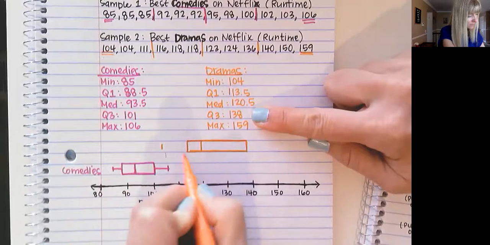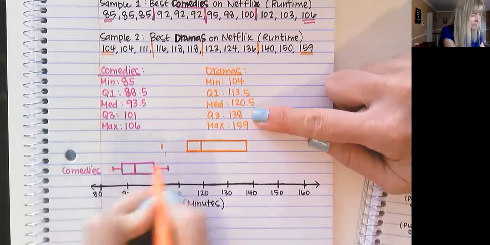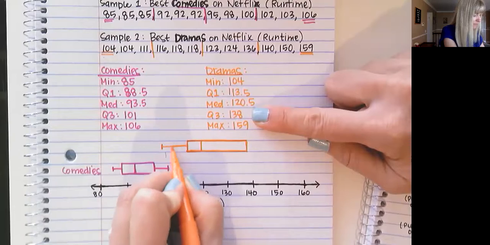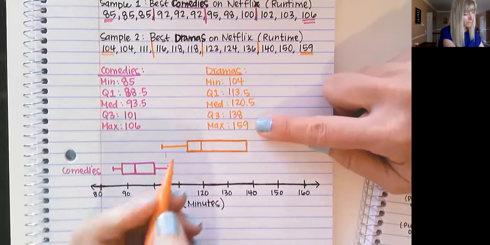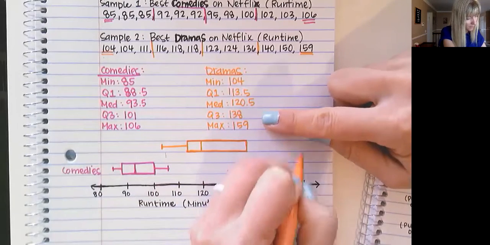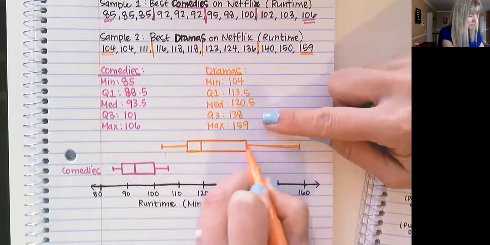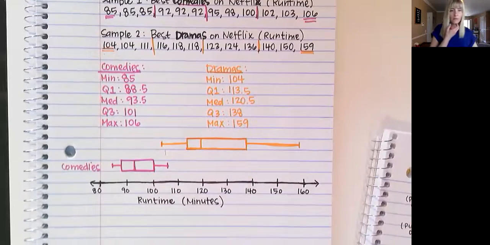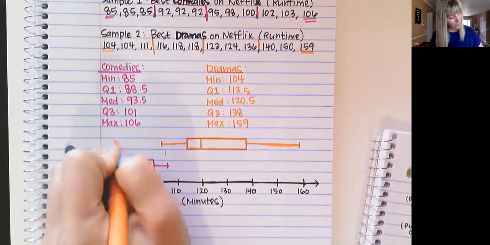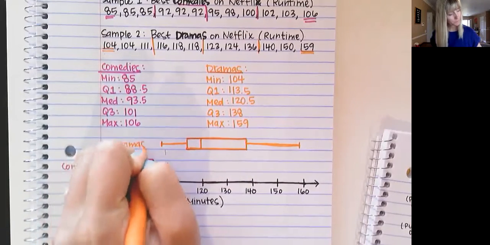Remember, you can pause this video at any point, rewind things if you kind of missed how I drew it. There's my lower whisker. And the max takes me all the way up to almost that last scale marking, 159. Now, this one I'm going to label as dramas with orange here.